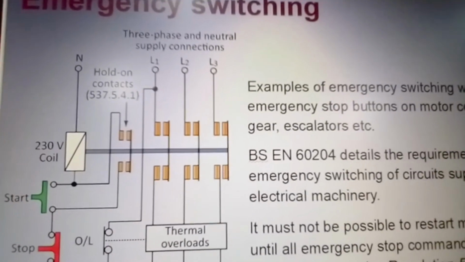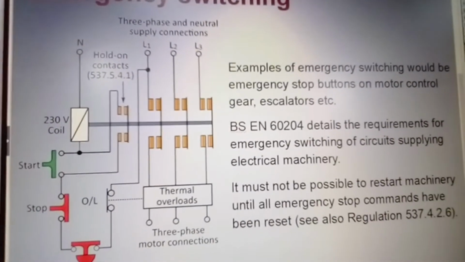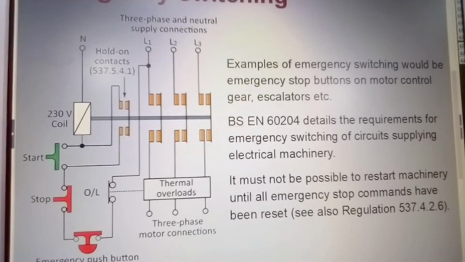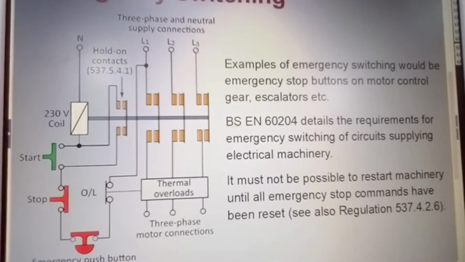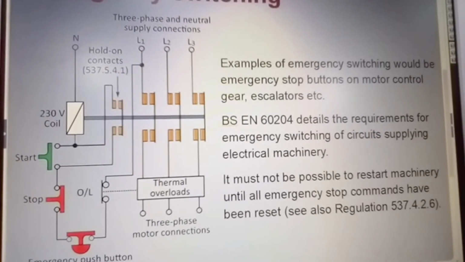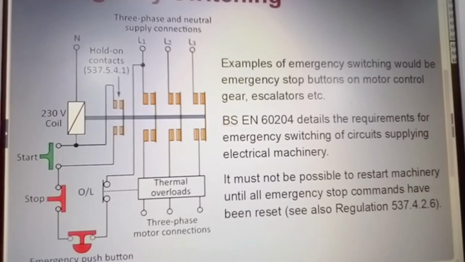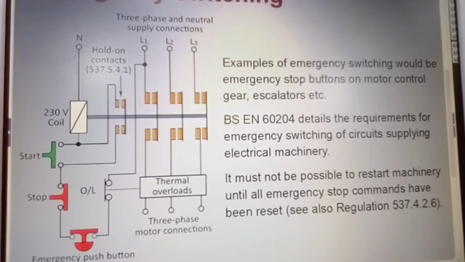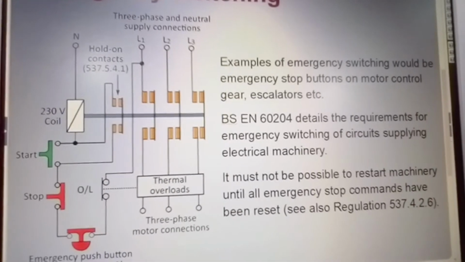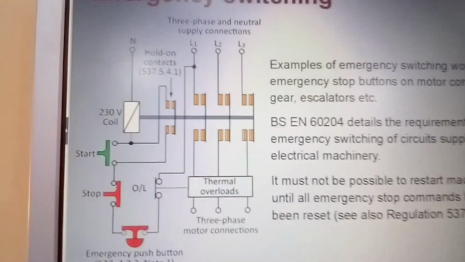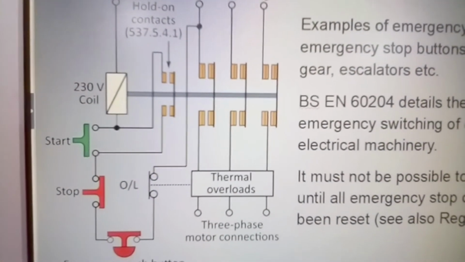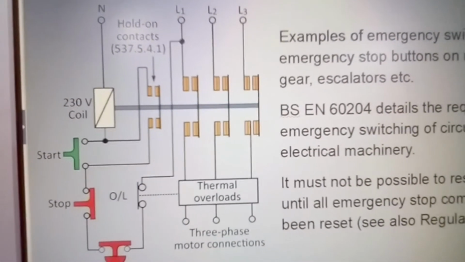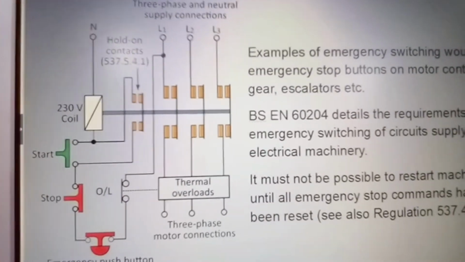Here we have emergency switching. Examples of emergency switching would be emergency stop buttons on motor control gear, escalators, etc. BS EN 60204 details the requirements for emergency switching of circuits supplying electrical machinery, etc. You can read the rest for yourselves. Let me just make sure we can get this fully. And some of these diagrams I would recommend that you draw them out for yourself completely.